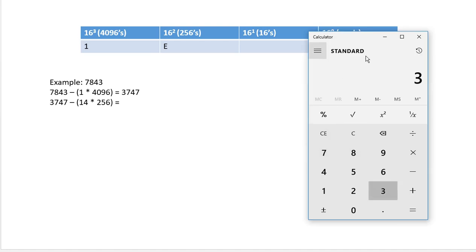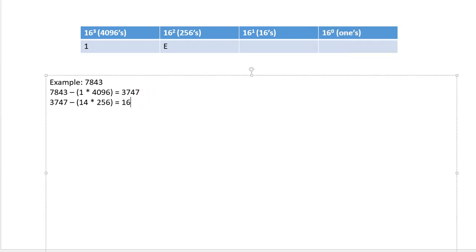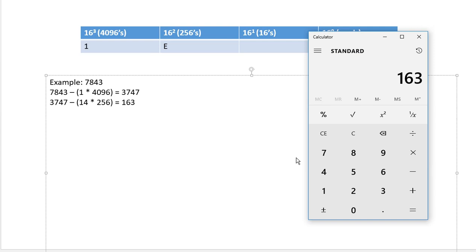Okay, so we need to do 3747 minus 14 times 256. That leaves us with 163, all right? So how many 16s go into that? We just divide it by 16. It comes up to 10 point something.